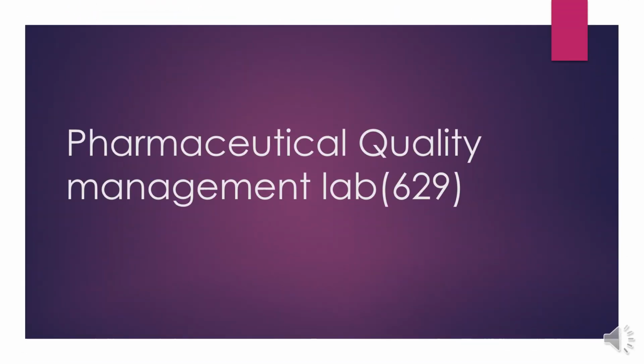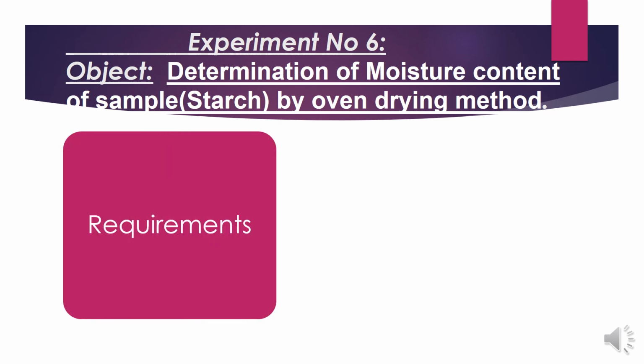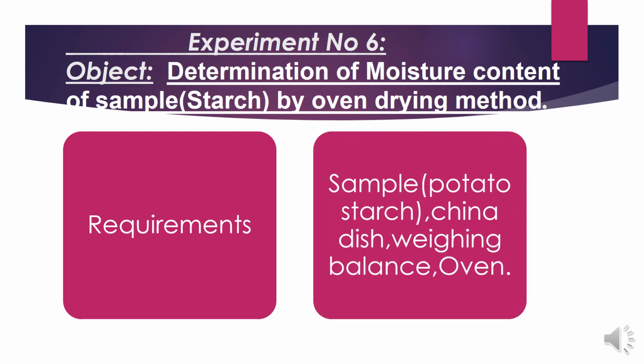So, pharmaceutical quality management lab content. The objective for today's lab is the determination of moisture content of a sample, that is starch, by the oven drying method. Requirements for this test include sample, that is potato starch, china dish or any evaporating dish available to you, weighing balance, and oven for drying.